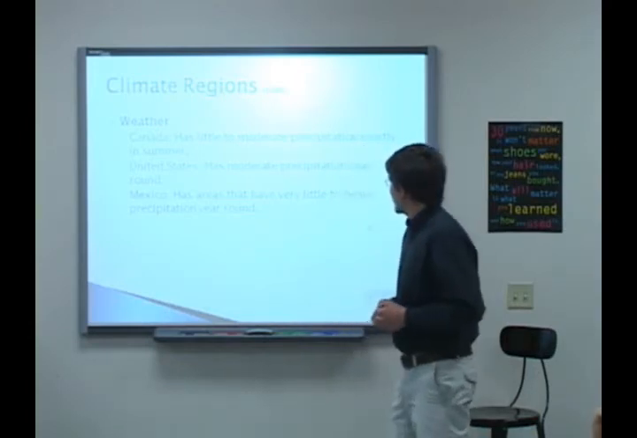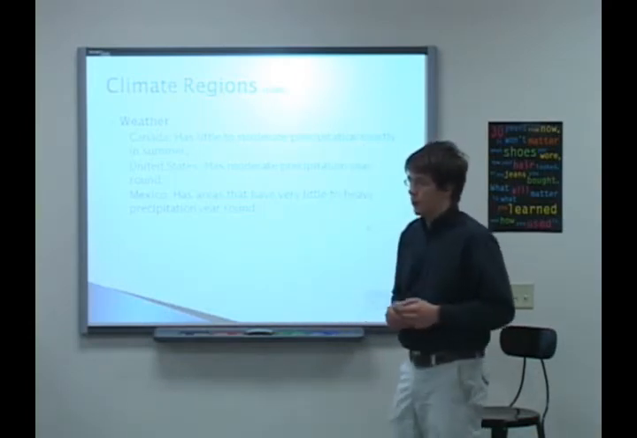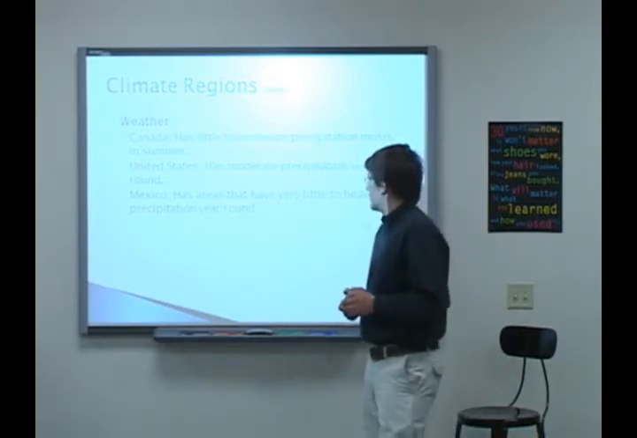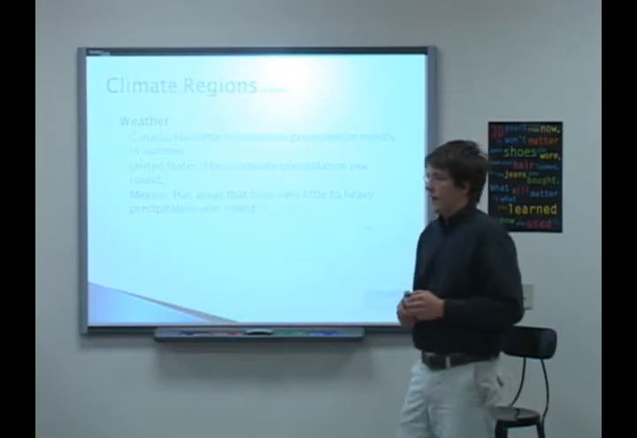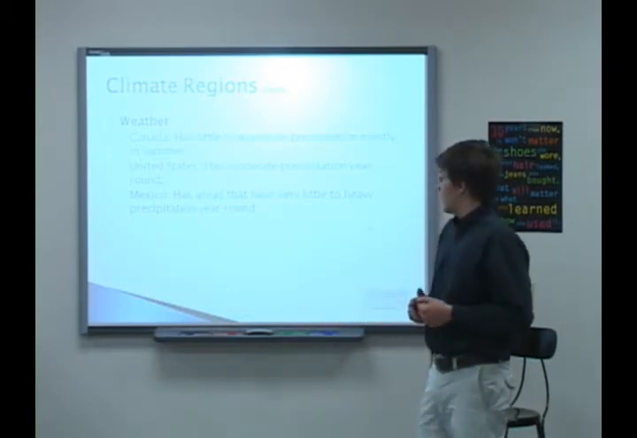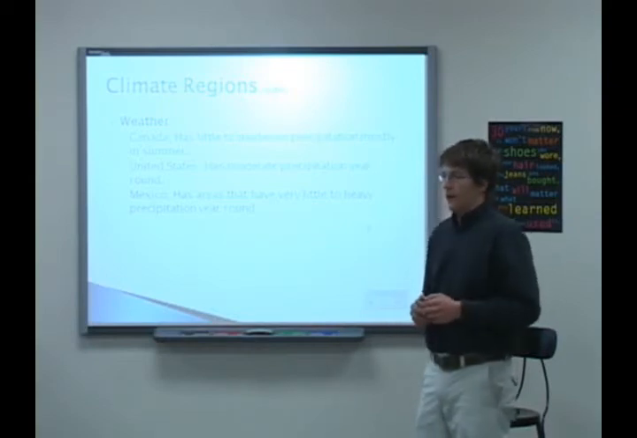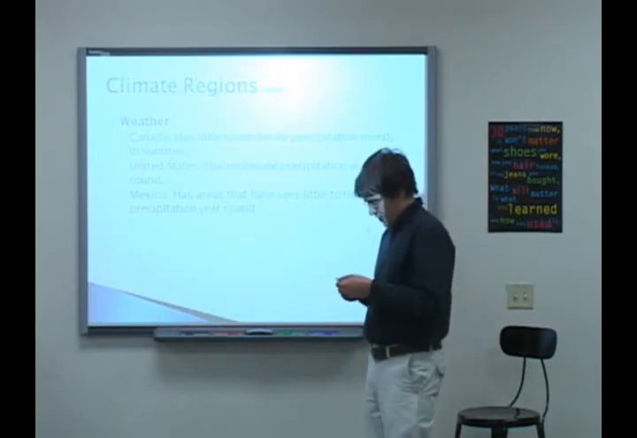Mexico has areas that have very little to heavy precipitation year-round. The heavy precipitation would be in places like the Yucatan Peninsula and in the tropical areas, and the very little would be in the desert area. They have a lot of fluctuations with stuff like that.